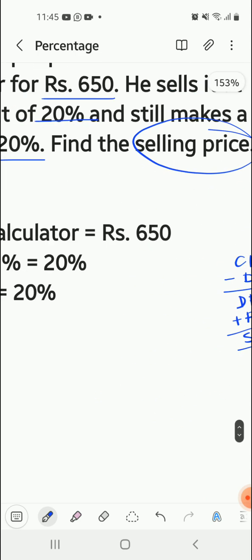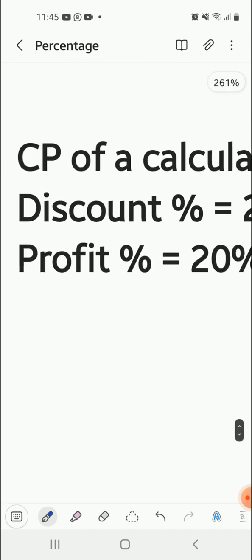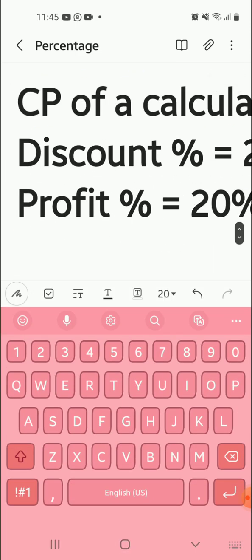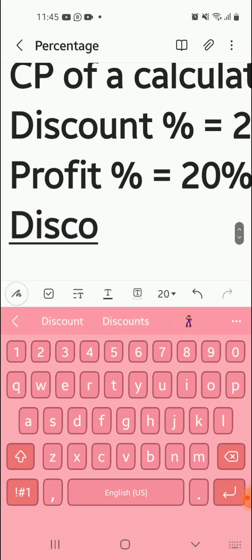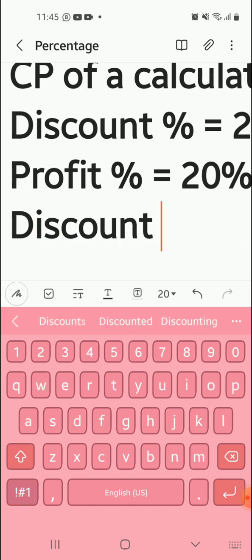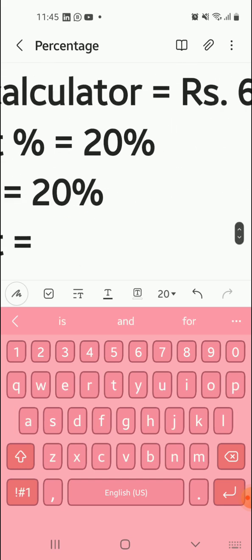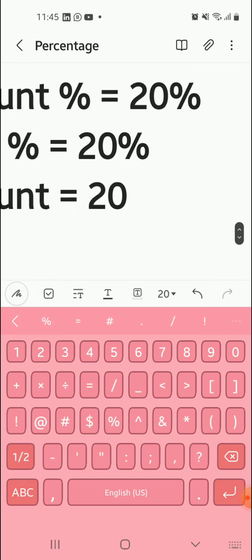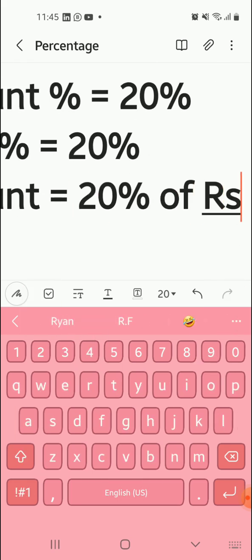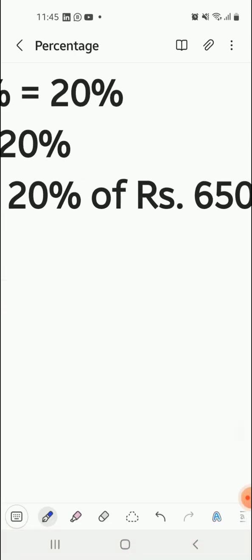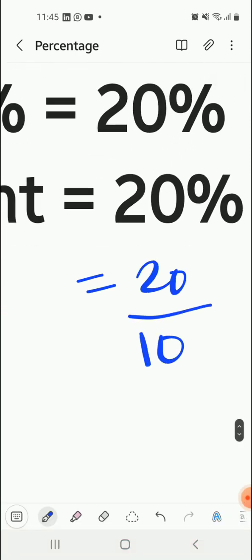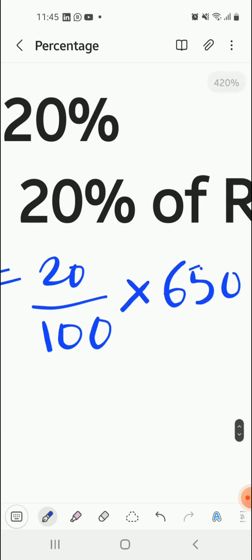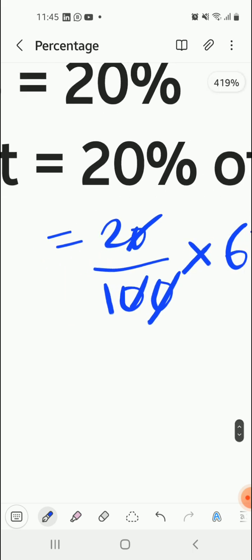So over here, what we are going to do is we are going to find out the discounted price, for which first we are going to calculate the discount. So the discount will be equal to 20% of rupees 650. We're going to calculate 20% is 20 by 100 into 650. We get 65 into 2. That comes to rupees 130.